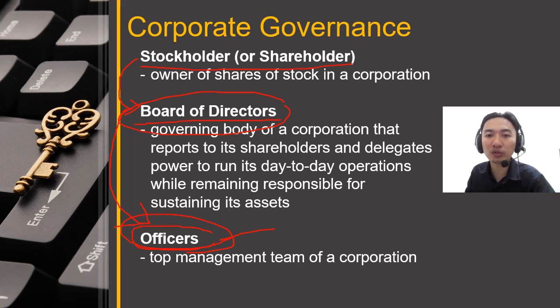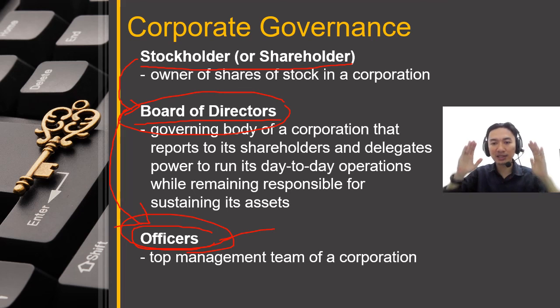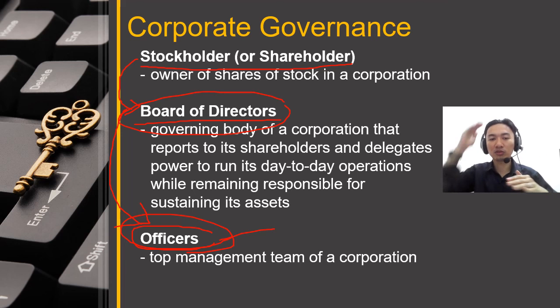And then of course we also have other types, which are president, vice president, chief marketing officer, chief IT officer, stuff like that. But this is what is needed in a corporation: stockholder, board of directors, and also officers. And then below officers, of course, you have the employees.